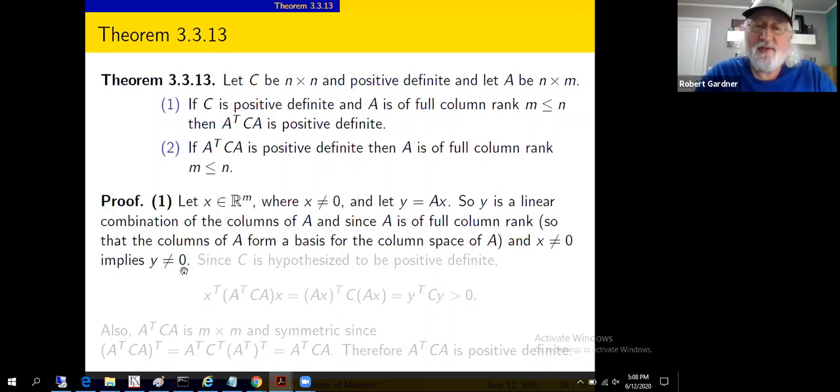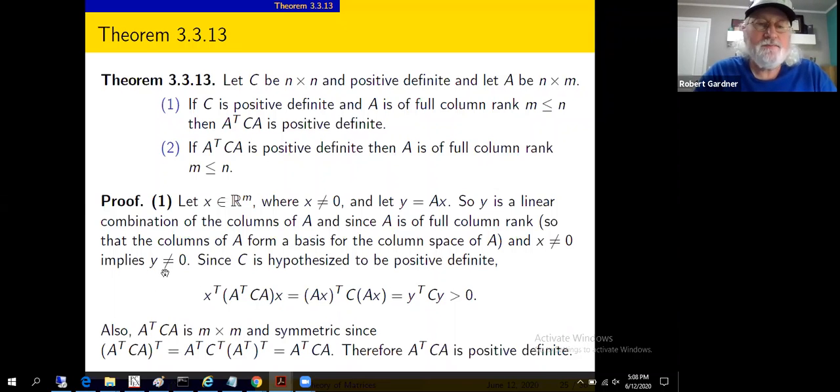We're trying to show positive definiteness. We're going to deal with this non-zero vector, y, as opposed to the original one in some of the manipulations. Okay, C was hypothesized to be positive definite.